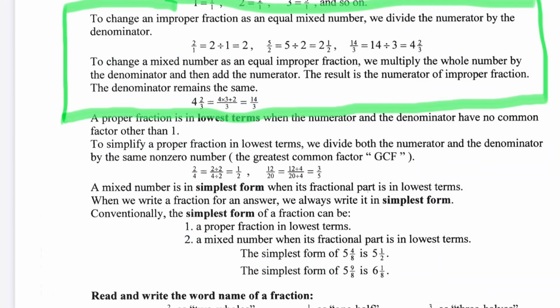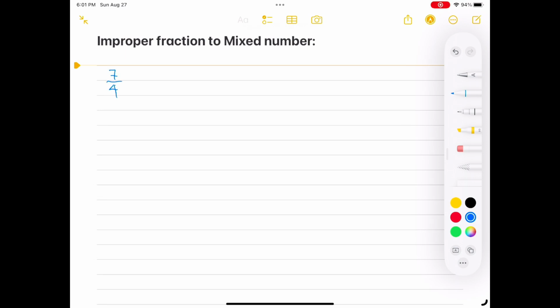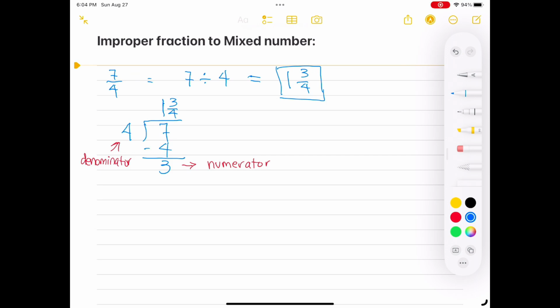To change an improper fraction to an equal mixed number, we divide the numerator by the denominator. So here we take the improper fraction, 7/4. We convert it to a mixed number by dividing 4 into 7, or 7 divided by 4. So 4 goes into 7 one time. 4 times 1 equals 4. We subtract 7 minus 4 equals 3. We take the remainder, 3, and that becomes the numerator of the new fraction, and 4, the divisor, becomes the denominator. 7 divided by 4 equals 1 3/4.